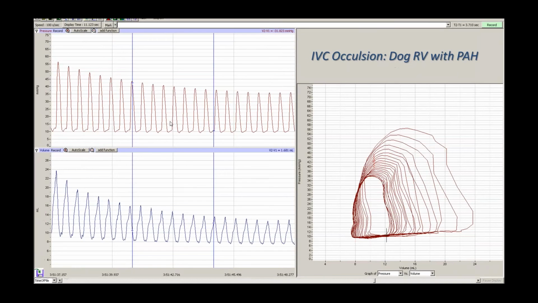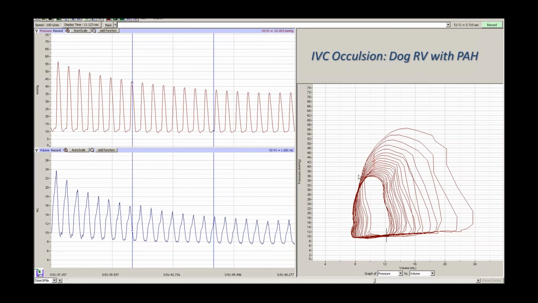And then here's an IVC occlusion with a dog right ventricle, and this dog has pulmonary artery hypertension. This is the pulmonary embolism model that we're developing right now. And again, the right ventricle pressures in this case are quite high at just above 55 millimeters of mercury, and the end diastolic pressures are often also quite high because of the disease. And we get really beautiful loops.